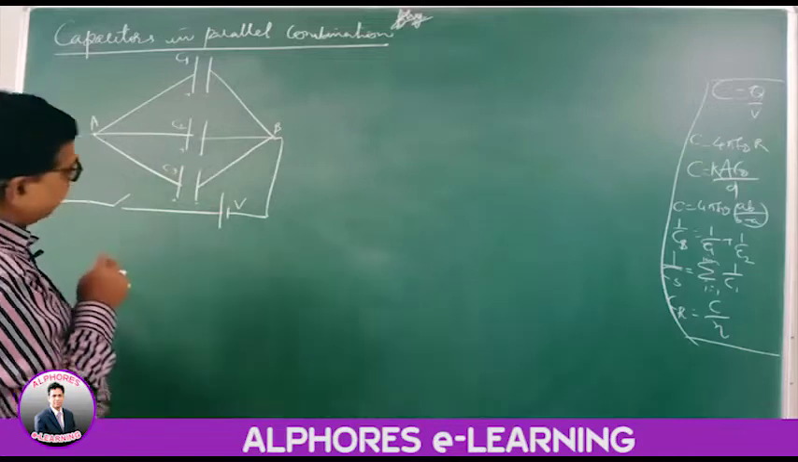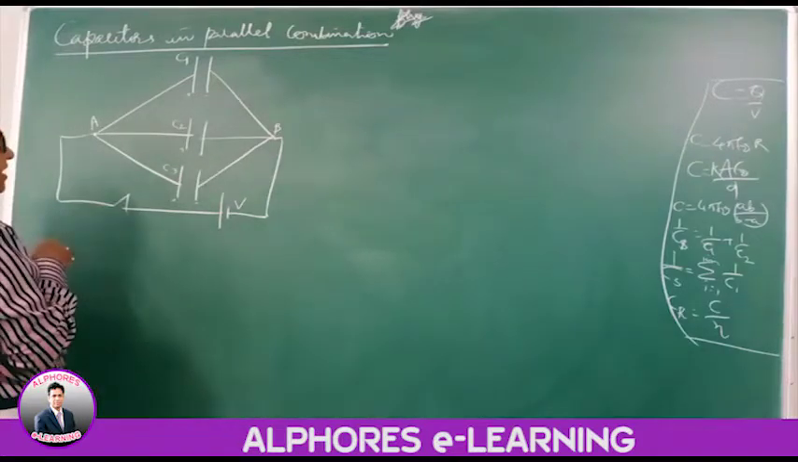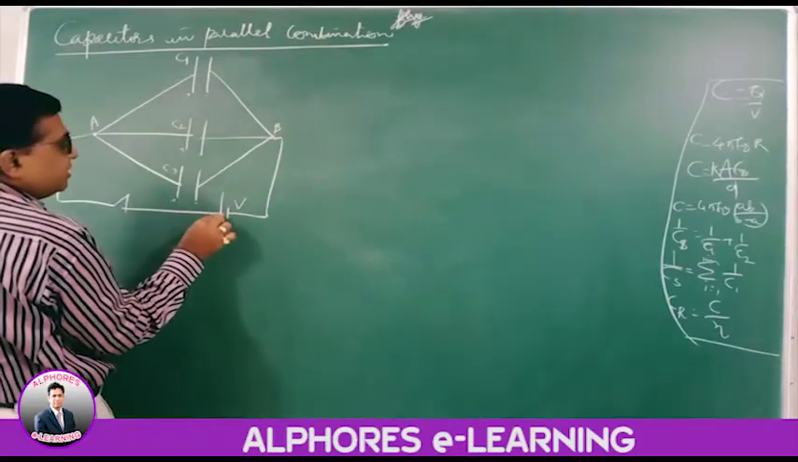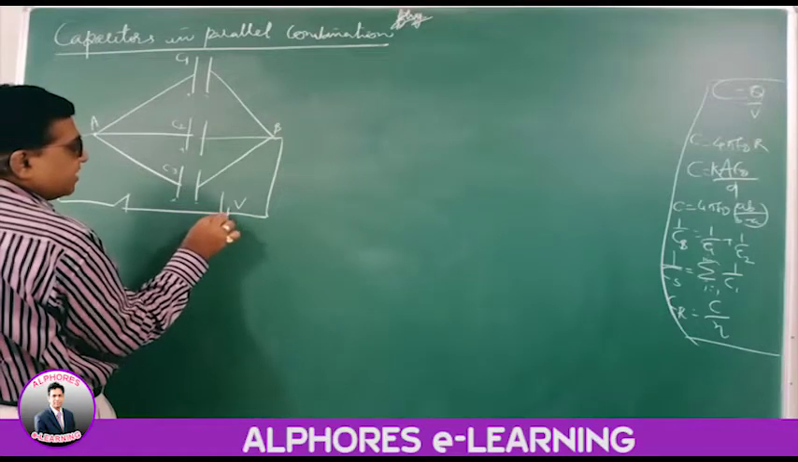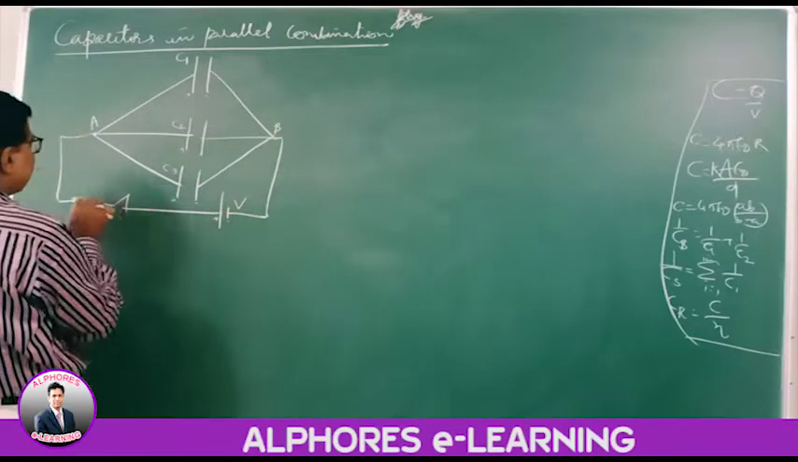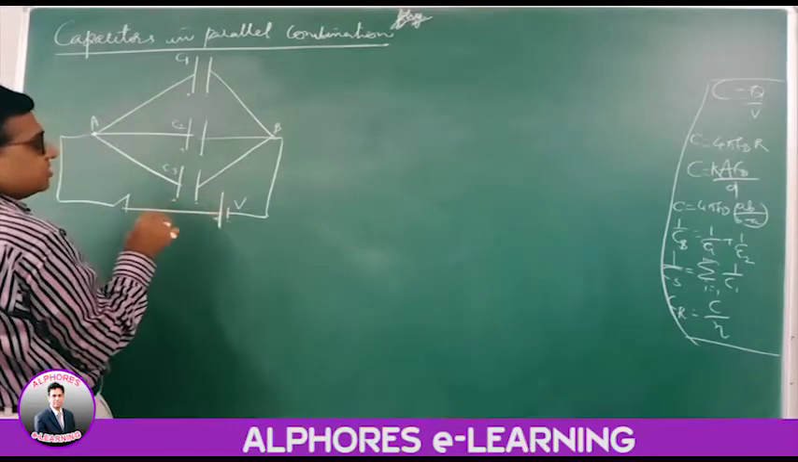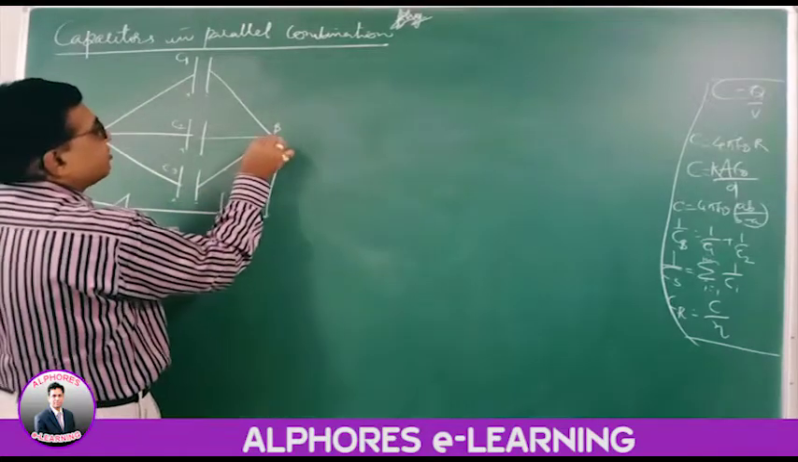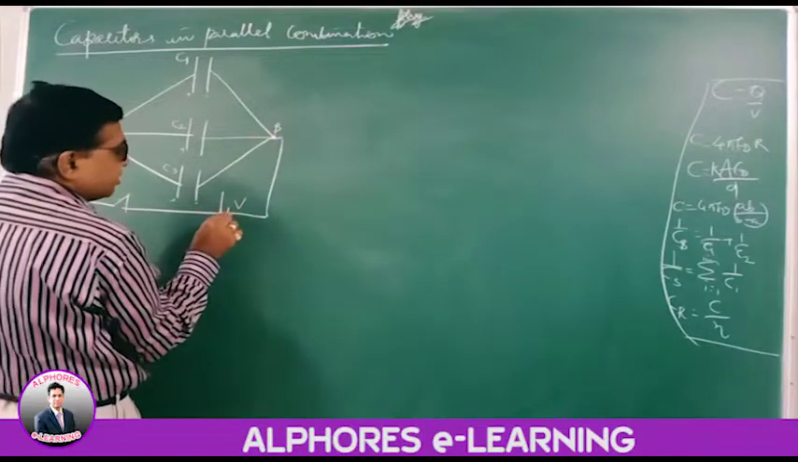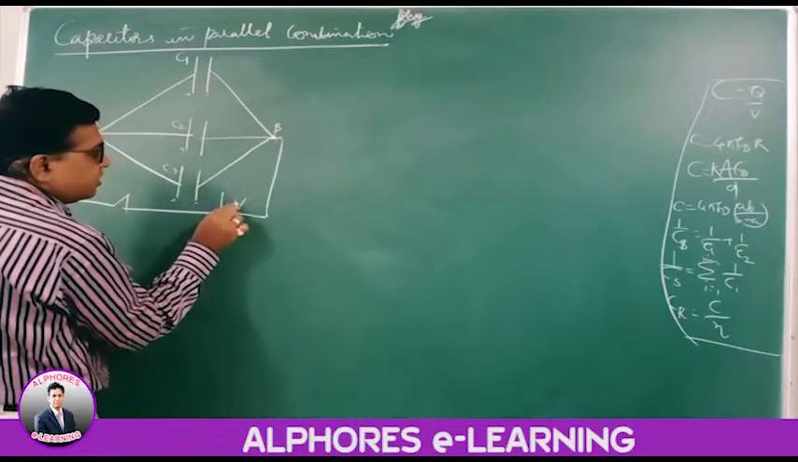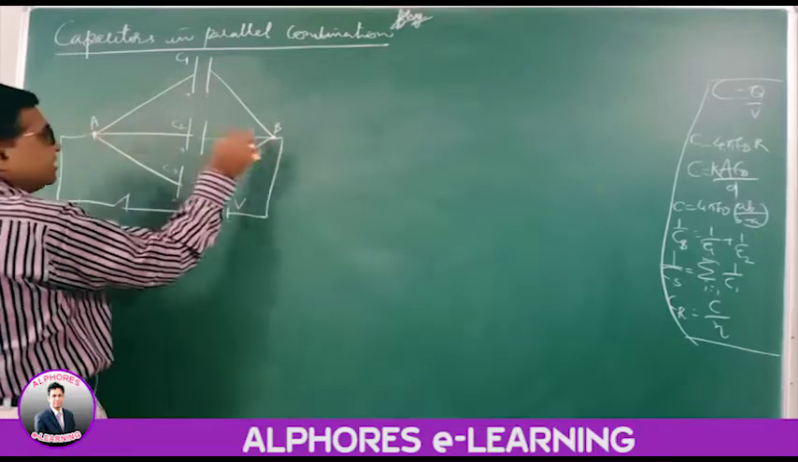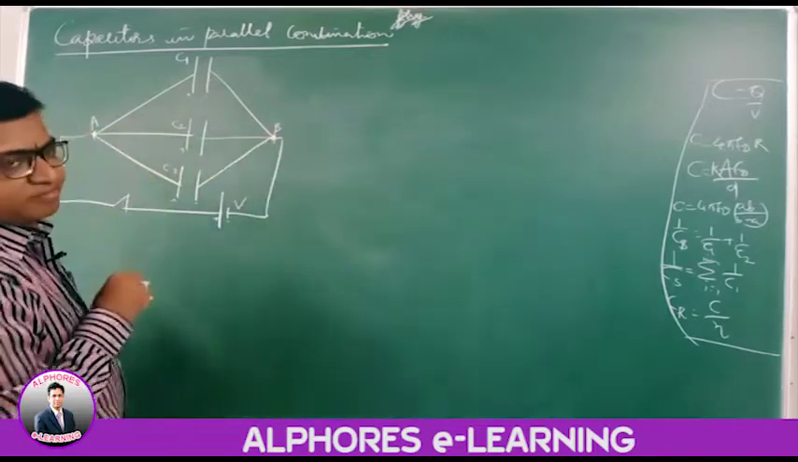Then look here. When I switch on the battery, the potential difference between the terminals of the battery, plus and minus, is V. Now the plus terminal is connected to point A, so the potential at A is the same as the terminal potential. The negative terminal is connected to point B, so the potential at B is the same as this negative. So the potential difference between these two is V, and the potential difference between A and B will be V.